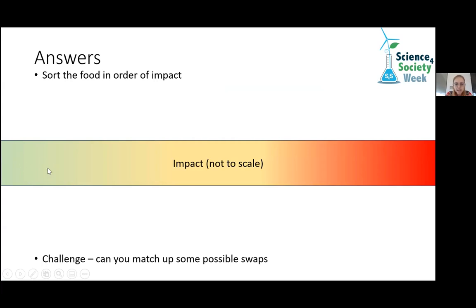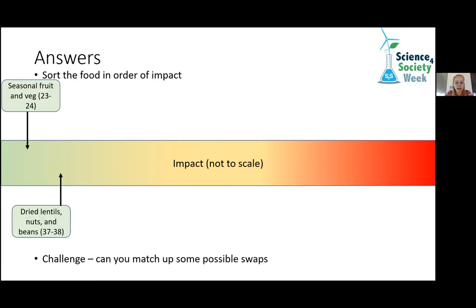So down the green end, these are going to be the low impact foods, and up the red end, we're going to have the high impact foods. So we'll start off. Seasonal fruit and veg, if it was grown on an allotment, we said on the previous slide, could be 20, but we've got this here at 23 to 24, assuming that this was bought from a shop.